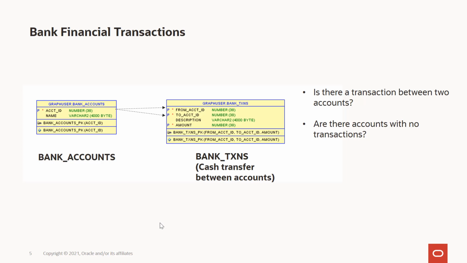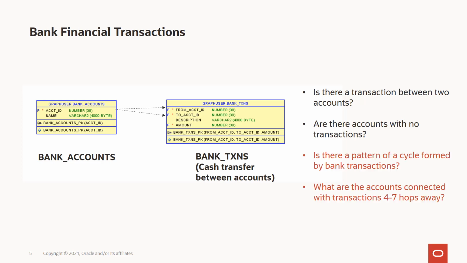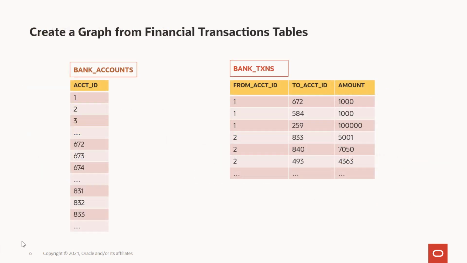So we can use any technology to identify answers to questions such as, is there a transaction between these two accounts? Are there accounts which have had no transactions, and so on? But like I was explaining just now, when you want to look at more complex patterns, when you want to look for cycles, when you want to look at paths which are, say, 4 to 7 hops away or any other variable number of hops away, when you want to run such queries based on patterns, based on reachability, and so on, that's where graphs really shine. And that's where graph analytics brings you added value.